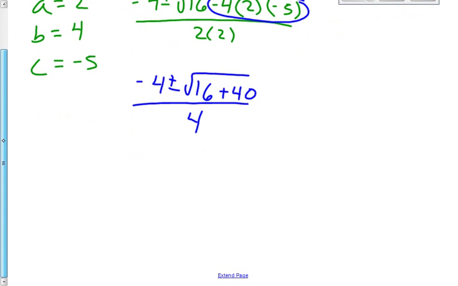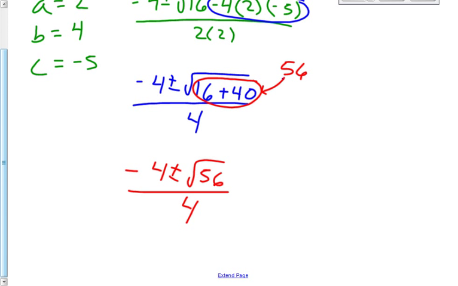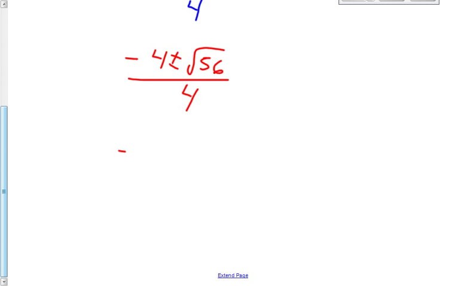So now we have to simplify the radical. This whole radical here becomes the square root of 56. So negative 4 plus or minus the square root of 56 all over 4. So as you can see, this is our first one where our radical has not been a perfect square number. So if it's not a perfect square, such as 56, we have to reduce that radical. I cannot take the square root of 56. However, I can take the square root of 4. And 4 multiplied by 14 is the same thing as 56.